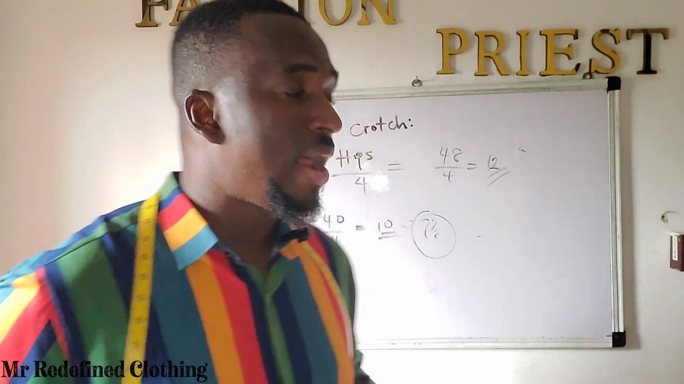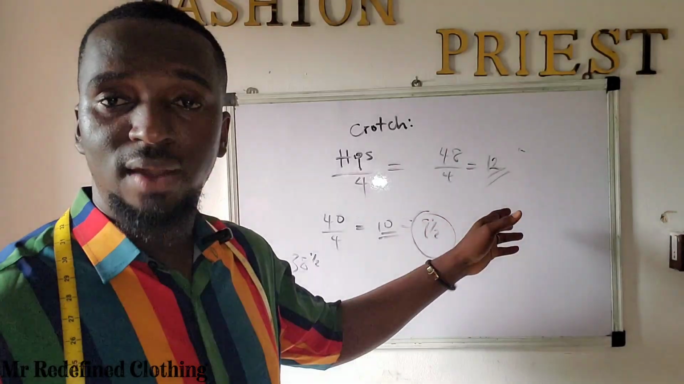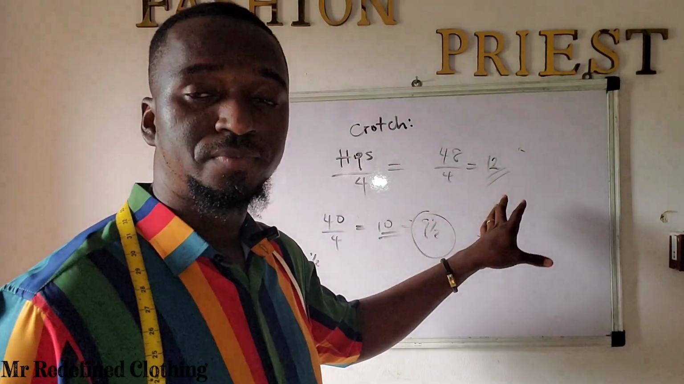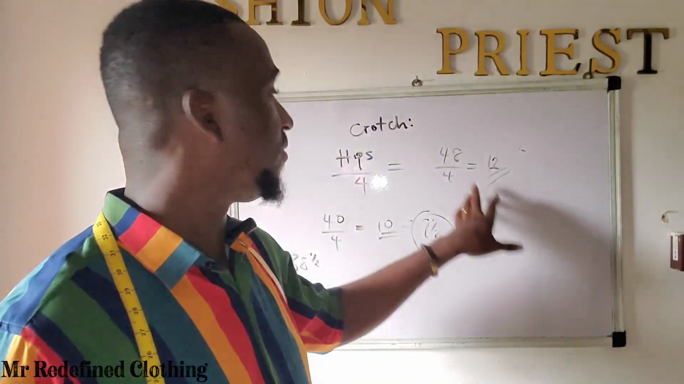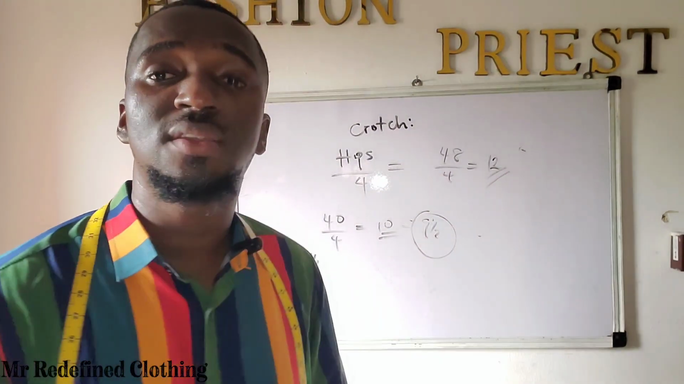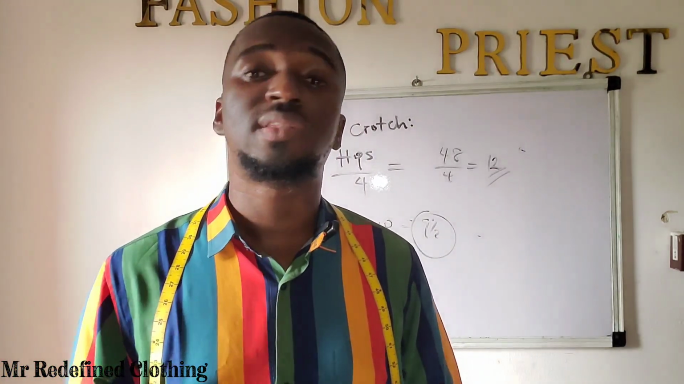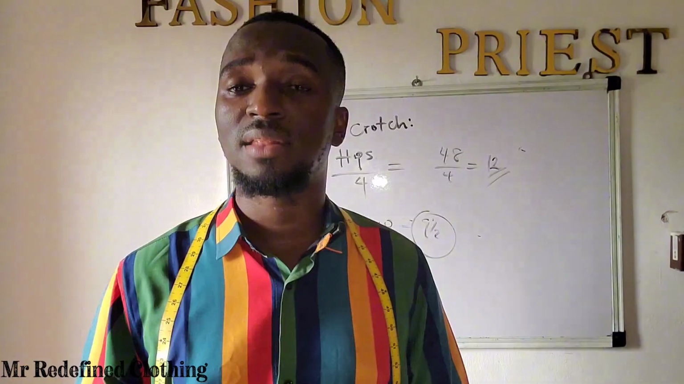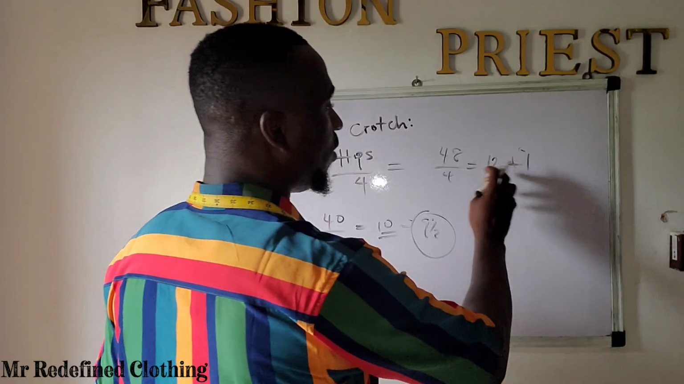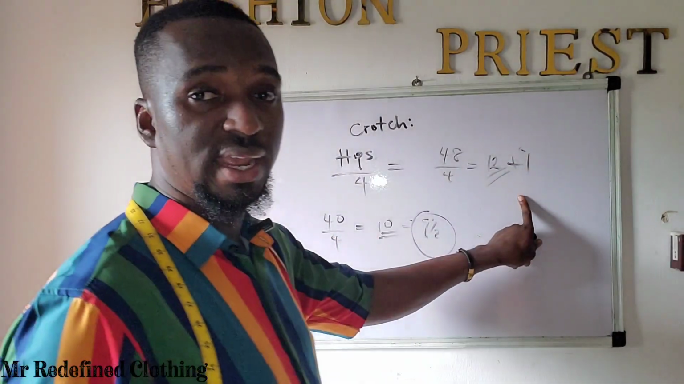So now for Ankara, or our normal abada, our normal African print. If you are working for a client whose hip is 48, you get hip over 4 is 12. Ankara is always a very fragile fabric. It tends to tear more easily than the plain fabric, right? So what I do is add an extra inch, plus 1, on this to get the crotch for the Ankara.